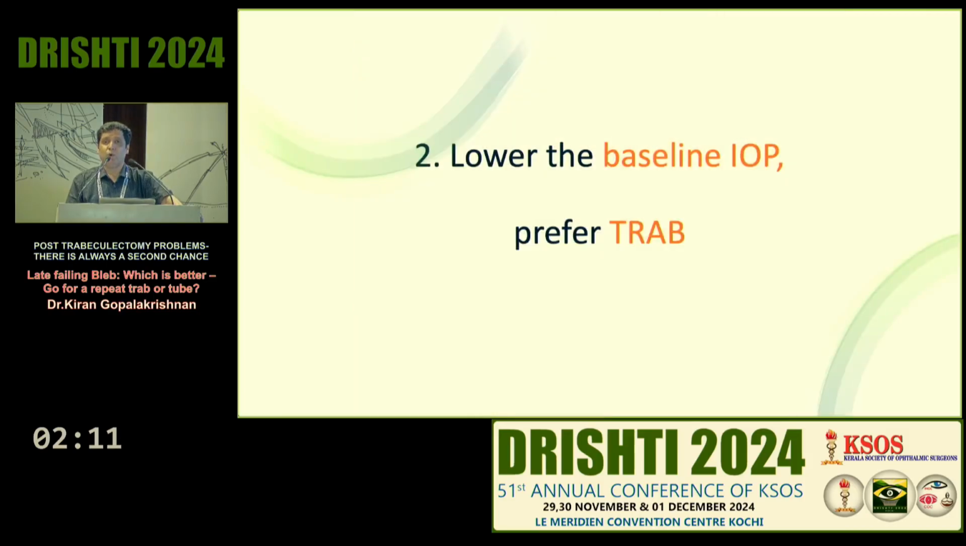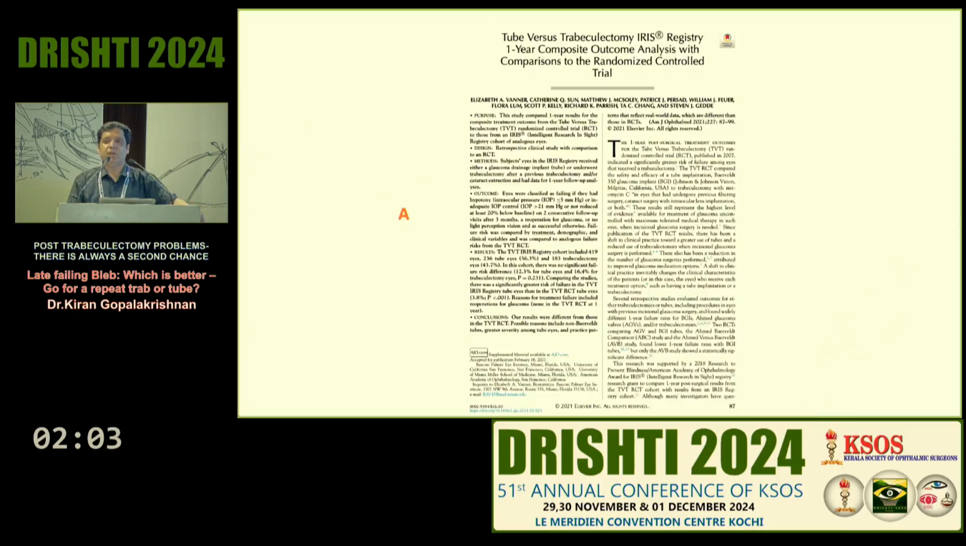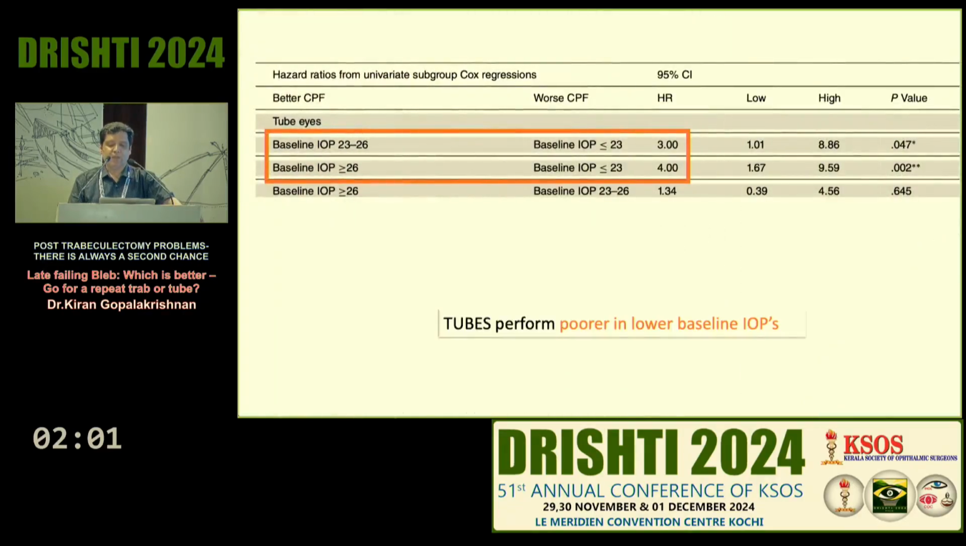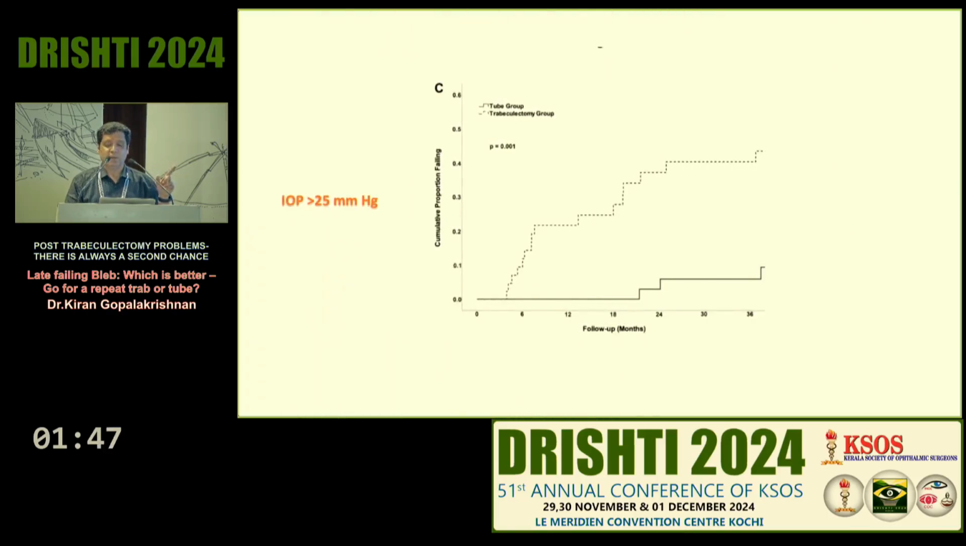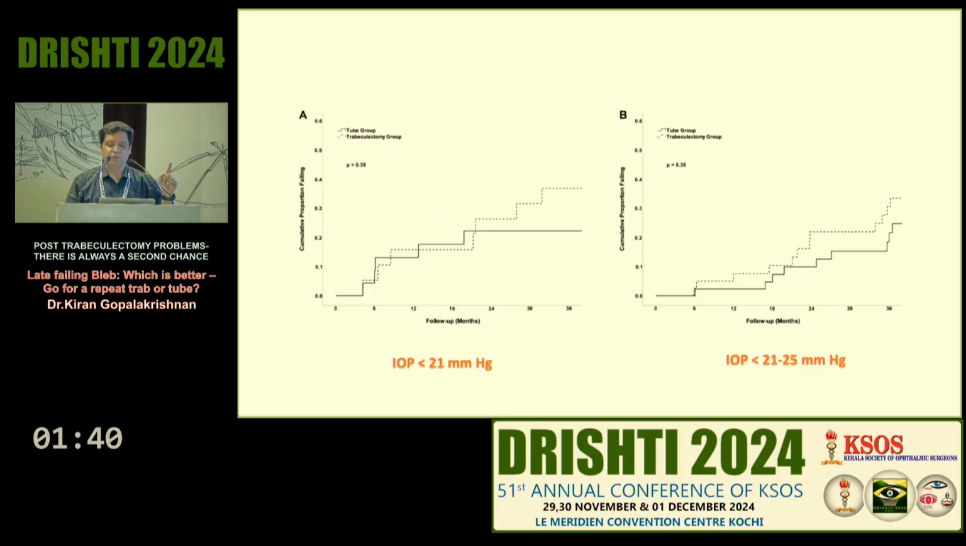Generally, if you have a lower baseline IOP and you want the patient to be brought down to a very low target IOP, you prefer traps. This is from the TVT IRIS data. You found that the tubes perform poorer at lower baseline IOPs. When the baseline IOP is greater than 26, they tend to perform much better. Even the original TVT study showed something similar. When the baseline IOP was high, at more than 25, you can see the huge difference between the tube and the trap, with the tube being much more successful. But with IOPs less than 21 or between 21 and 25, the difference between the tubes and traps is diminished.